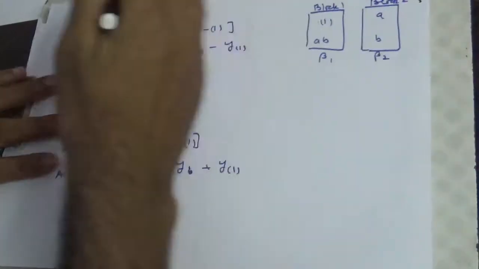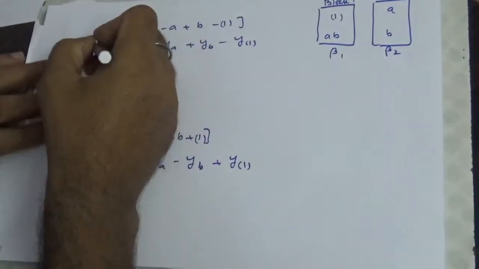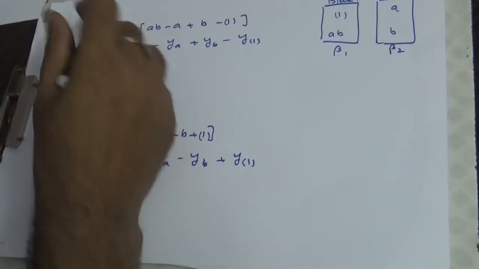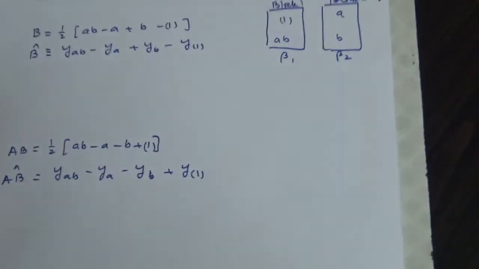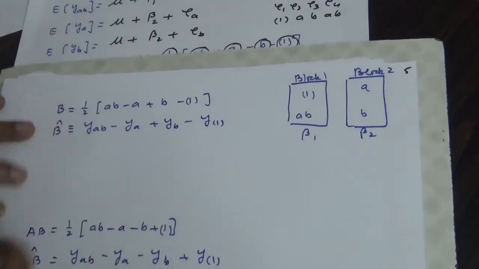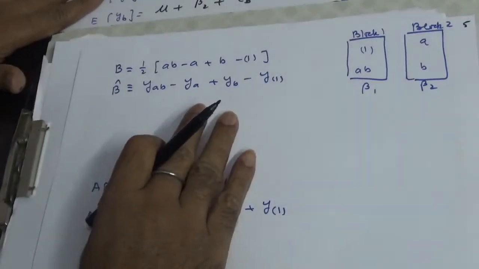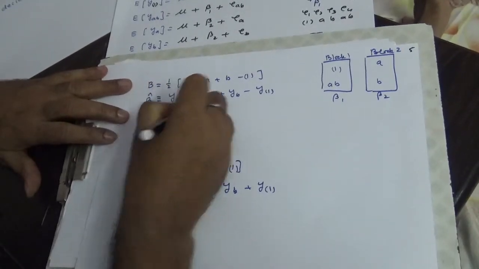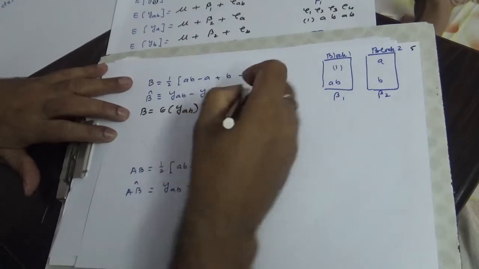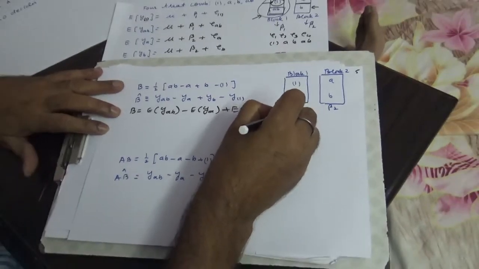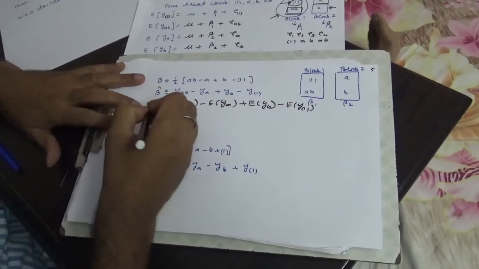Now similarly, under the same arrangement, if you try to obtain the main effect B, I can just keep it here so that you can see what those things are. And you can see here that this B will be written as expected value of YAB minus expected value of YA plus expected value of YB minus expected value of Y1. So this I can write down from here.